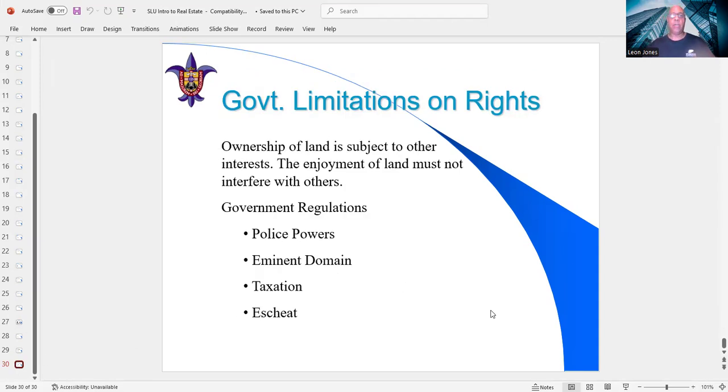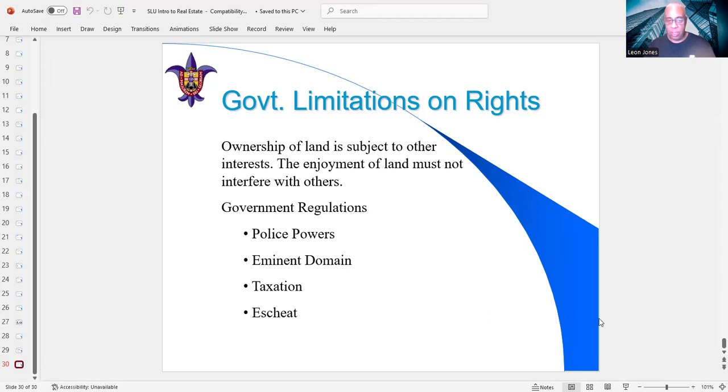And finally, you have a government limitation on rights. That's ownership of land is subject to other interests. So the enjoyment of land must not interfere with others. So we have government regulations, police powers, eminent domain, escheat, and taxation.